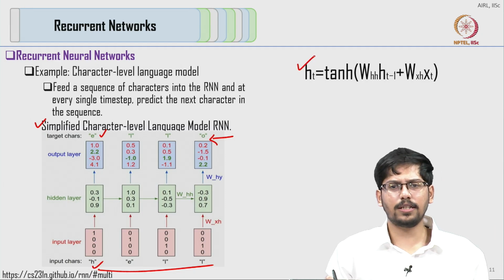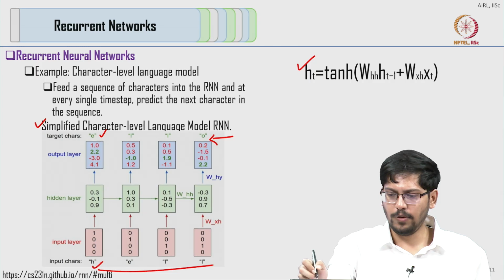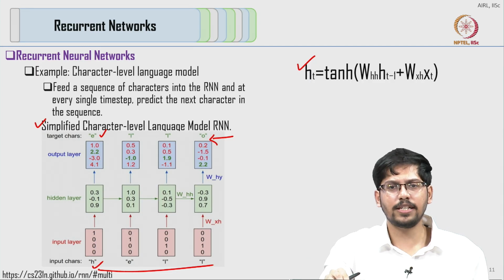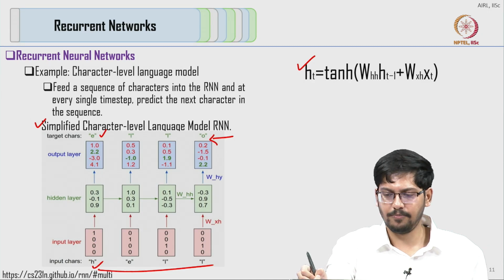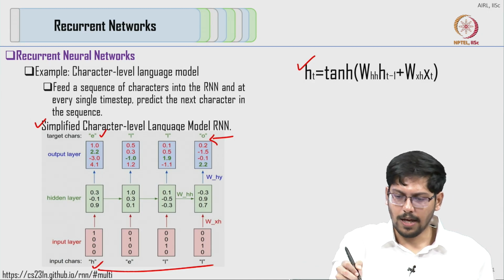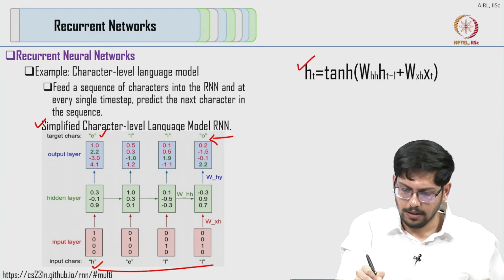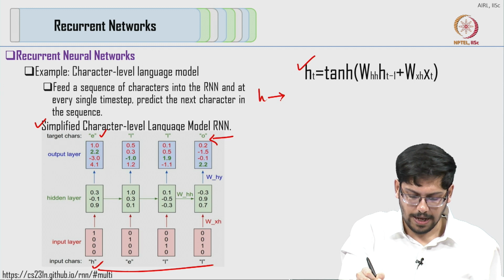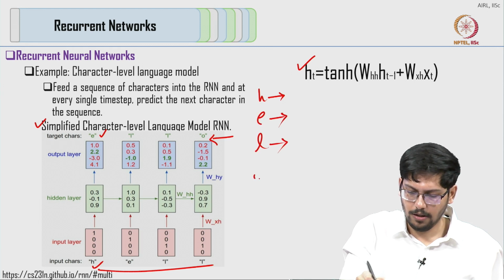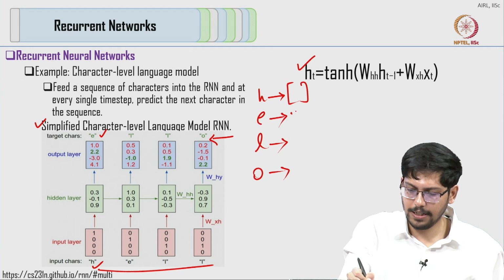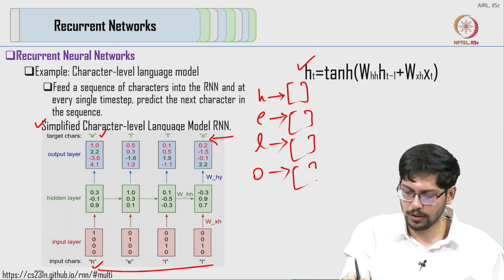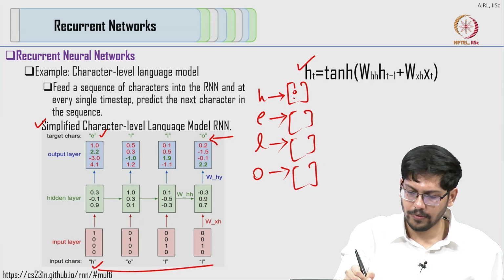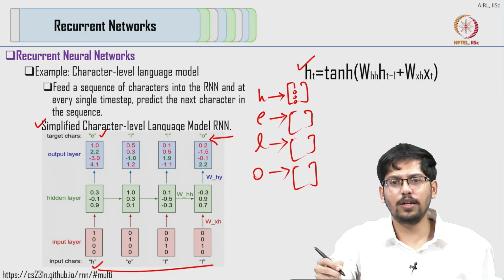Now let us look at this from an example point of view. We can write the hidden state as h_t, which is tanh of W times h_{t-1} plus W times x_t. Now let us follow a one hot encoding structure where h, e, l, o are represented as a one hot encoding. When I say one hot encoding, it means in a vector only one part of it is 1 and the rest of the parts are 0.